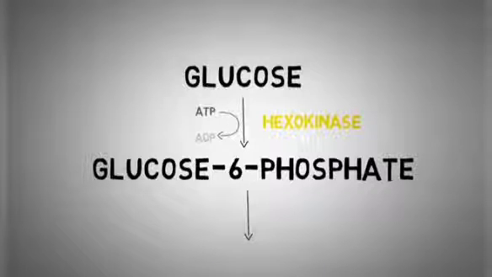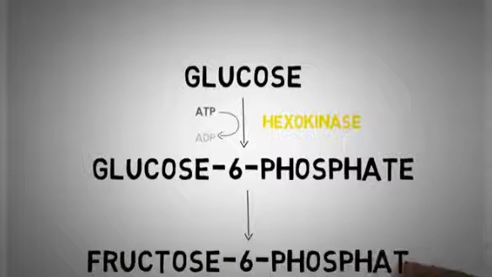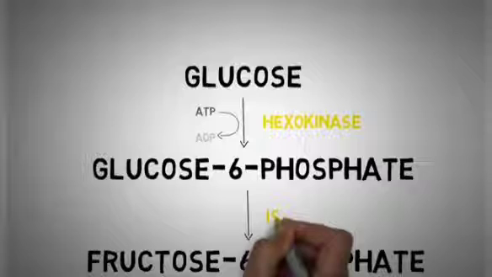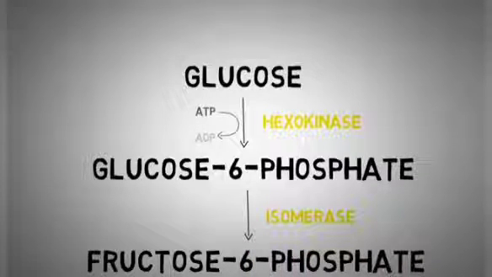The next step is also very simple, in which an enzyme isomerase converts glucose 6-phosphate into its isomer fructose 6-phosphate. This isomerase is also known as glucose phosphate isomerase, which catalyzes this isomerization reaction, which could be reversed under normal cell conditions.